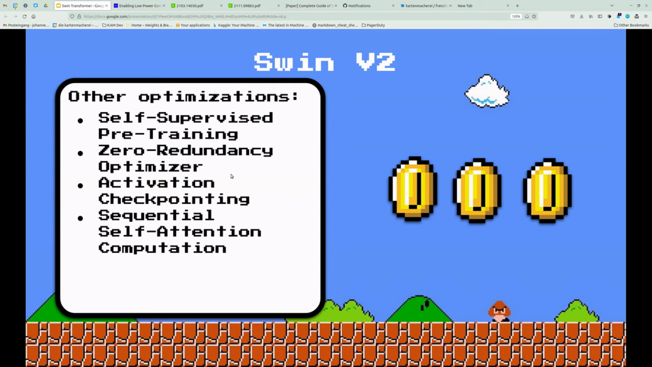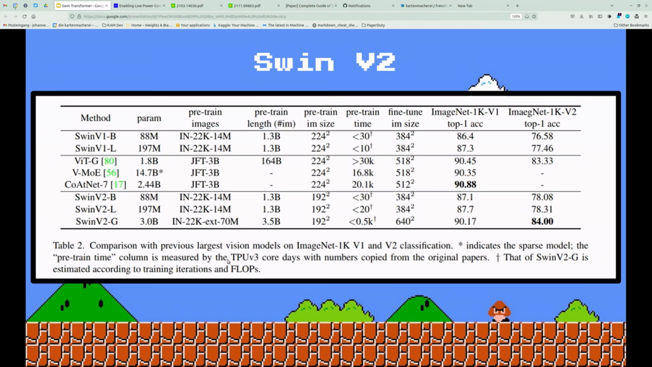It's just for you to check out if you want to go into more detail on this. It's serial redundancy optimizer, activation checkpointing, and sequential self-attention computation. So those are minor things they use that help them improve their performance even more. And here's a little bit of how they performed on the ImageNet 1K classification.